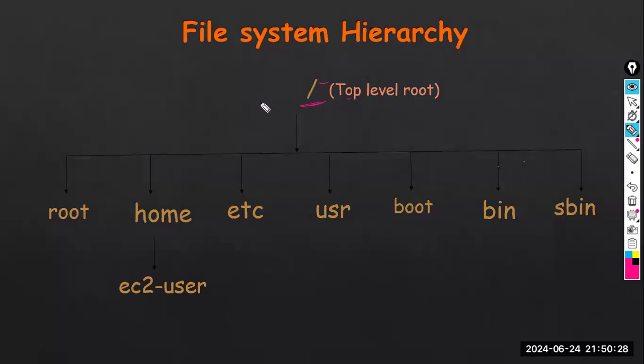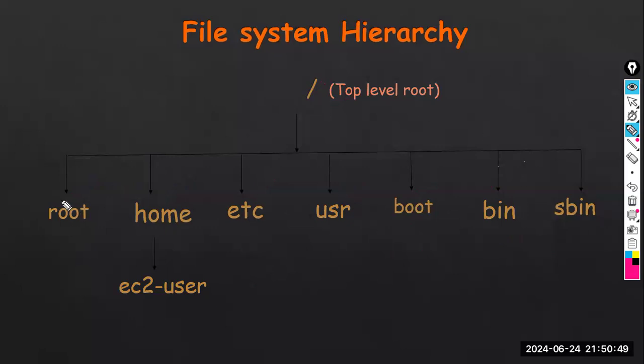So under the top level root, you have the root directory, home, etc, usr, boot, bin, sbin. Not only this, you have many more, around 10 to 15 subdirectories. Again, if you go inside root you will have something, if you go to home you will have something, and if you go to etc there are plenty of things again. I'm not mentioning each and everything.